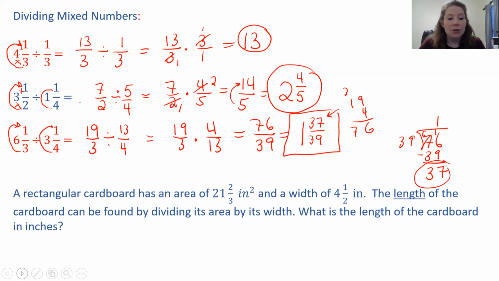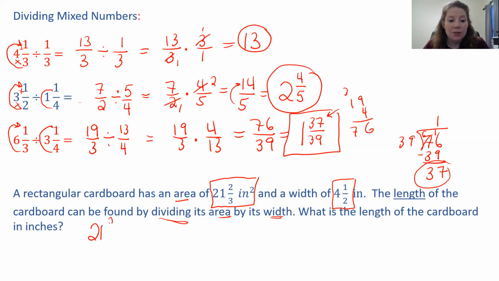It says a rectangular cardboard has an area of 21 2/3. That's the area, 21 2/3 inches squared, and a width of 4.5. It says the length of the cardboard box can be found by dividing its area by the width. So that's what we're going to do. We're going to divide the area 21 2/3 by the width of 4.5 to find out what the length is.